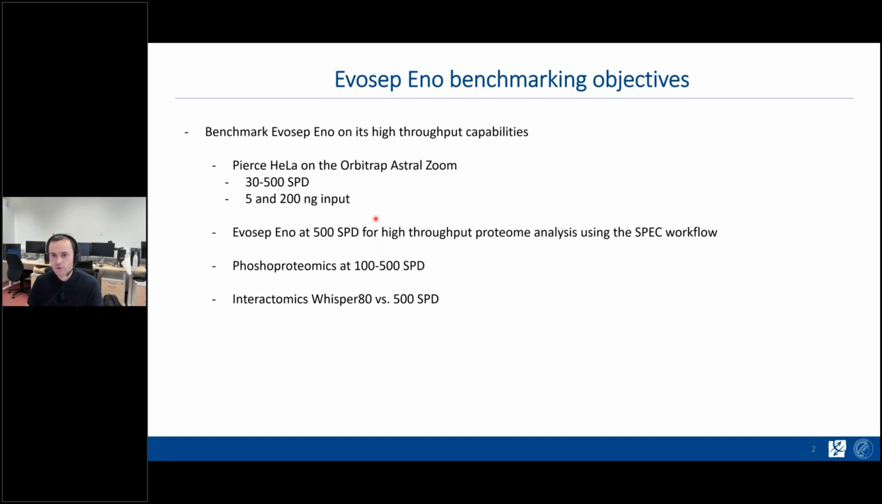And then at the end, I'll briefly touch upon the Evosep ENO on the new SAIX 8600 Xenotoph, but that's going to be more of a small preview.